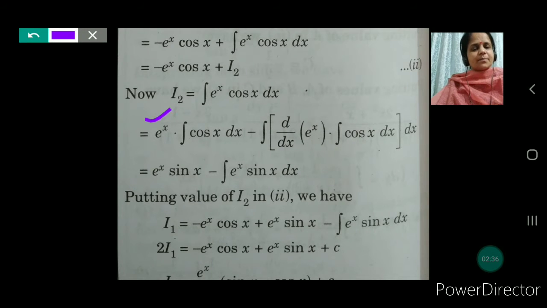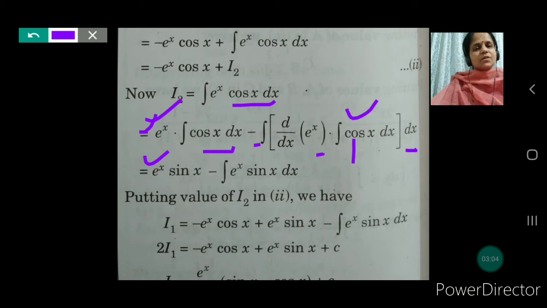So again apply the same method. Now here it is e^x cos x, in place of sin x it is cos x. So take e^x as u and cos x as v. So e^x is written as it is, integration of cos x, then take the minus sign, integration of d/dx of e^x times integration of cos x, and then the whole integration. So here you will get e^x times integration of cos x, which is sin x, minus sign as it is here. Now the derivative of e^x is e^x, and integration of cos x is sin x dx.